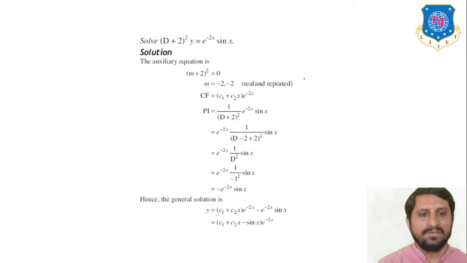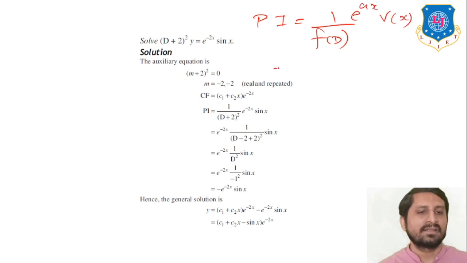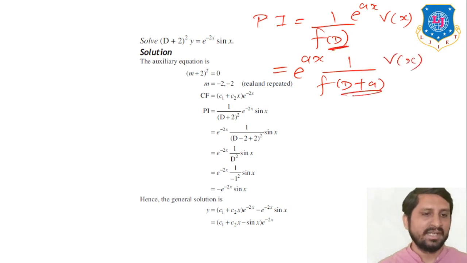Now for case 4, try to understand: the particular integral is 1 upon f of D, e raised to ax into V(x), where V is any function of x. For that we apply this rule: e raised to ax, 1 upon f of (D plus a). So instead of D we have to take D plus a. So e raised to minus 2x outside, and instead of D I can take D minus 2, that is D minus 2 plus 2. So now 1 upon D square into sin x.